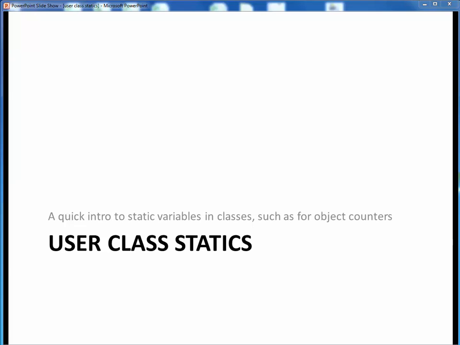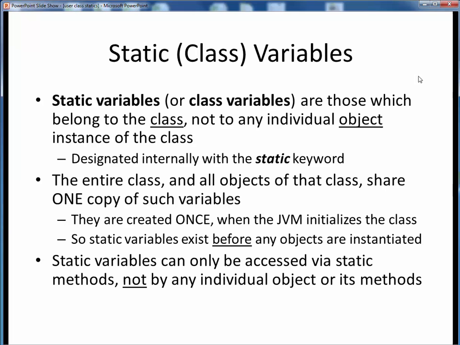In this video lecture, we'll present a quick introduction to static variables in classes and give an example of using them to implement an object counter. Okay, let's get started. This is kind of a bonus topic and not something we've currently got implemented in our person class, although we may do something with it later on.